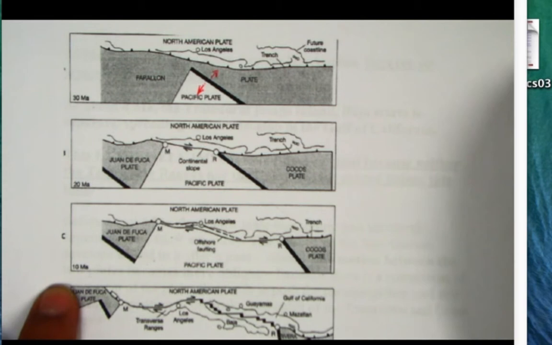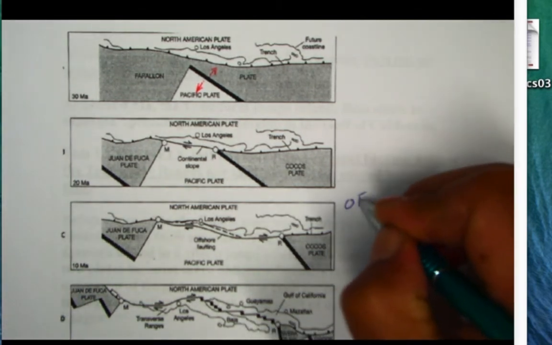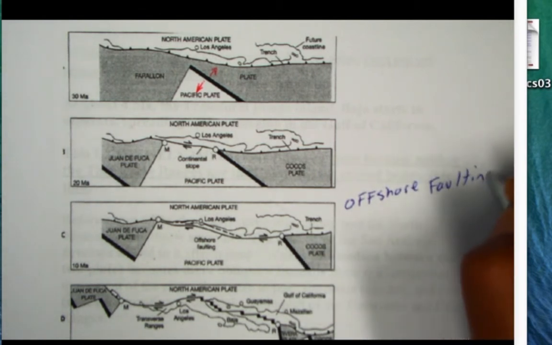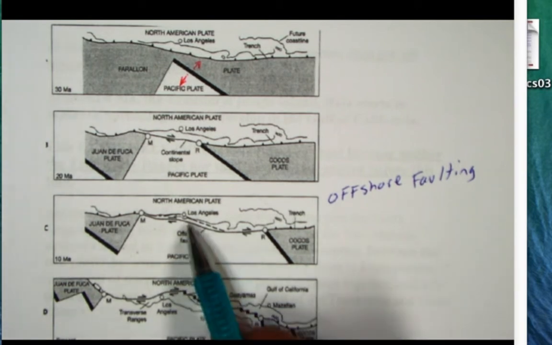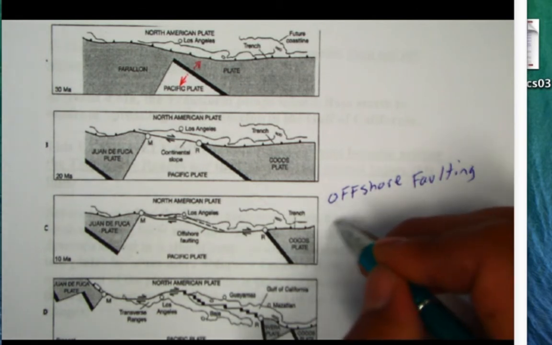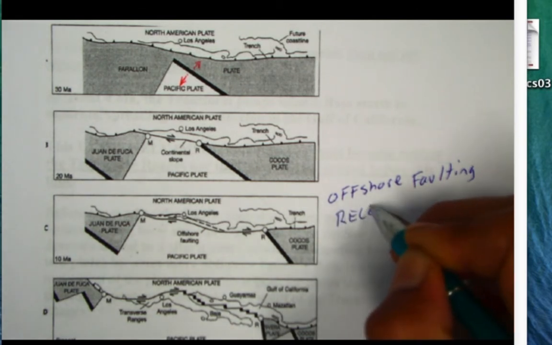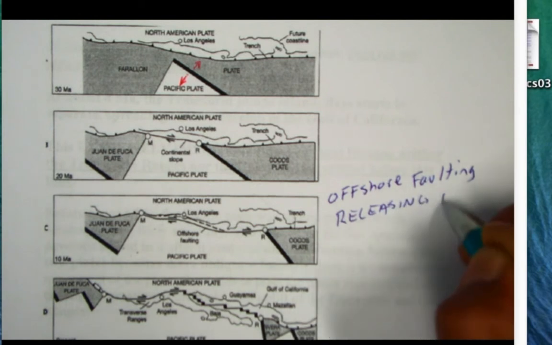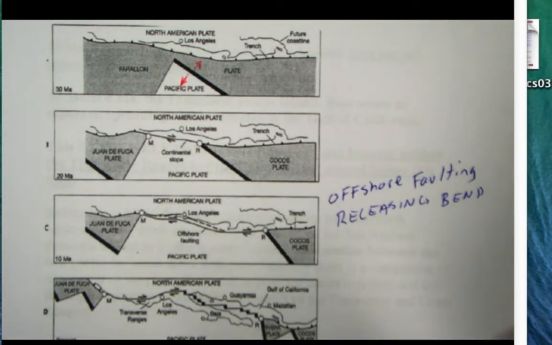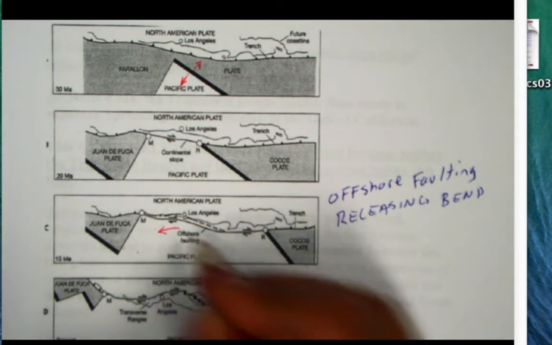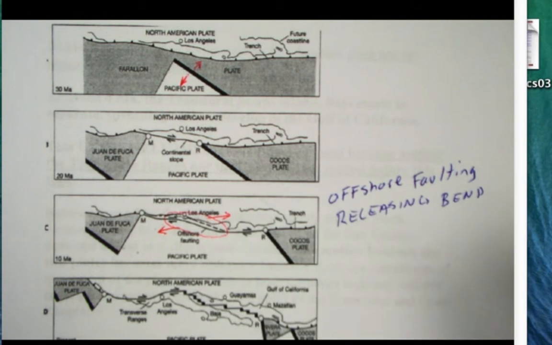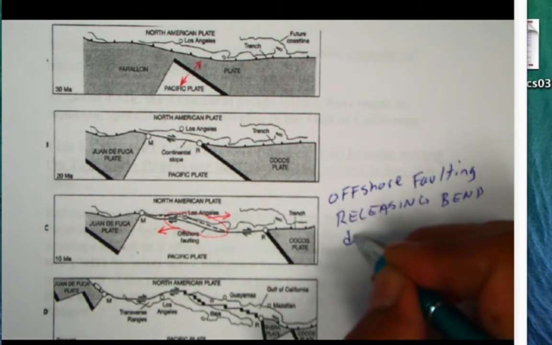And also what I want you to note here is that we have offshore faulting. So what I mean by that is that the San Andreas Fault is west of Los Angeles. We know today it's east of Los Angeles. And also note that here we're going to have a releasing bend. And what I mean by that is, see how the San Andreas bends here? So this Pacific plate over here is moving this way, whereas North America is moving this way. So this bend allows deep water basins here. So in that region there, we're going to see deep basins.